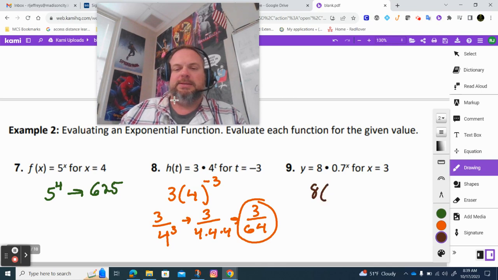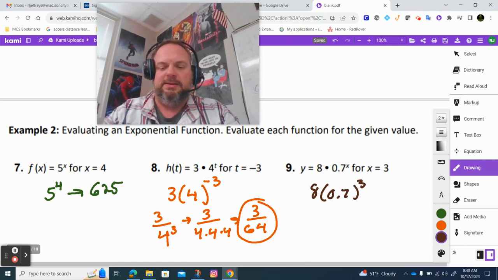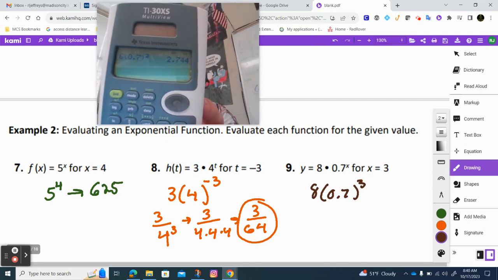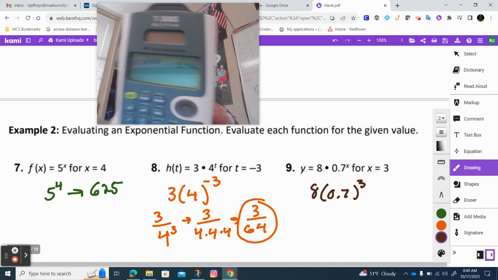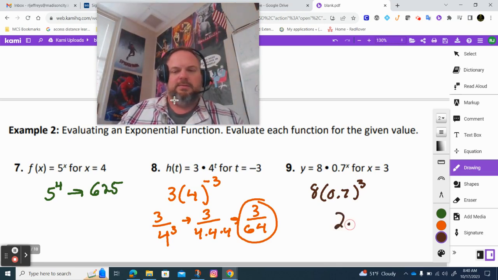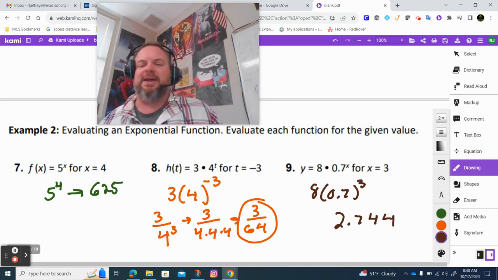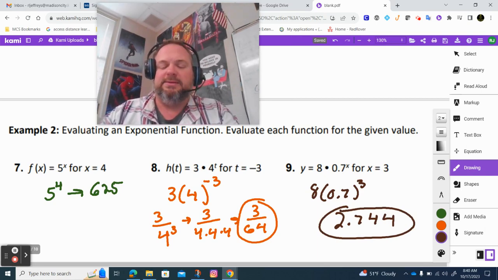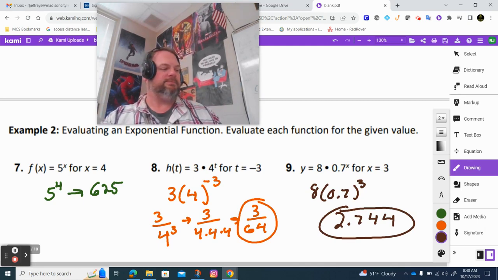And then 8, 0.7 to the third. 2.744. Now, it would make sense to have an answer that is a decimal because we had a decimal in the problem. That's some things to kind of look at as you're doing these. Does it have a decimal in the problem?